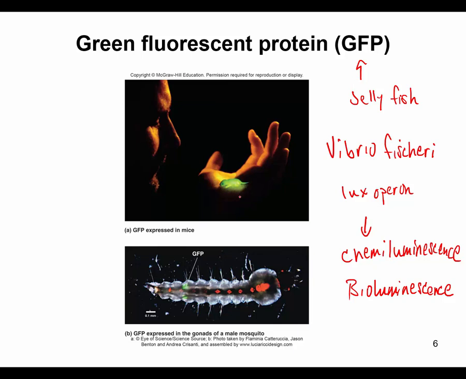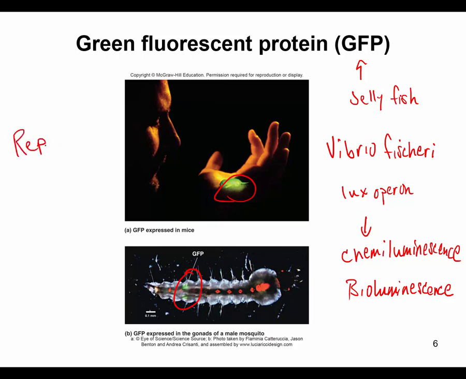And we can take this gene and we can put it into, say, a mouse. And now that mouse will glow green. We can take the green fluorescent protein and stick it in the gonads of, what is this? It's the larva of a mosquito. So this is really a reporter construct.